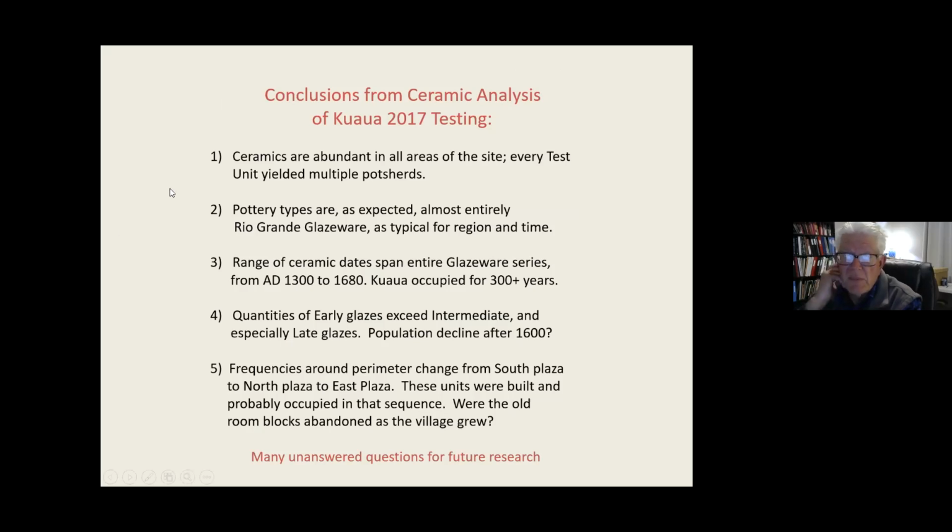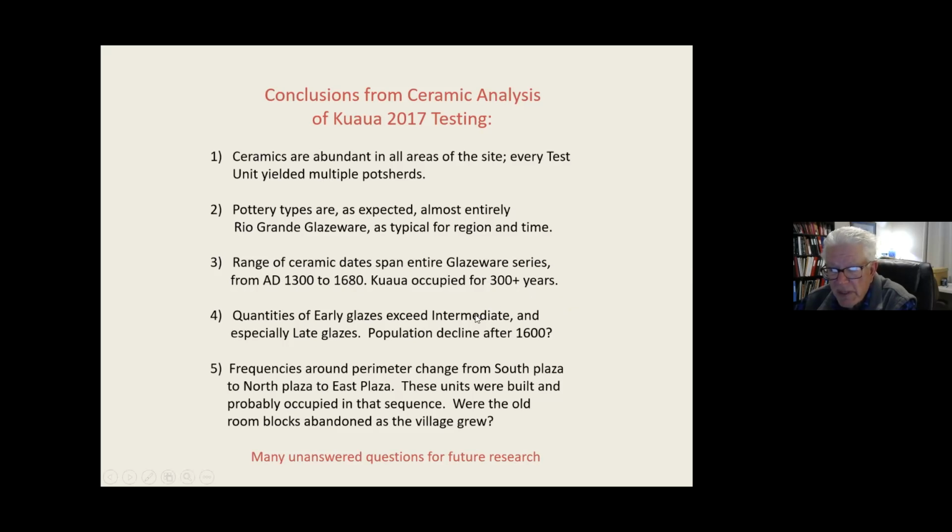So to wrap this up, the conclusions we got from the 2017 testing are: the ceramics are abundant in all areas of the site. Every test unit had multiple potsherds all the way down to sterile soil. So there's a lot of deposition there. The pottery types are, as we thought, almost entirely Rio Grande glazeware, which is typical for this region in time. The range of dates spans the entire glazeware series from 1300 to the revolt of 1680. So Kuaua was occupied for at least 300 plus years continuously.